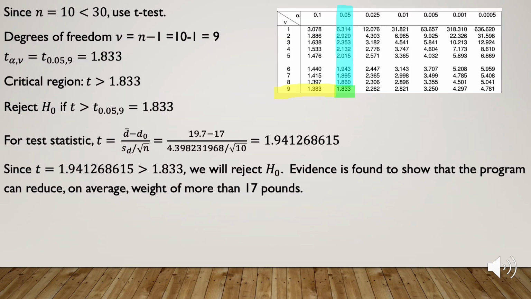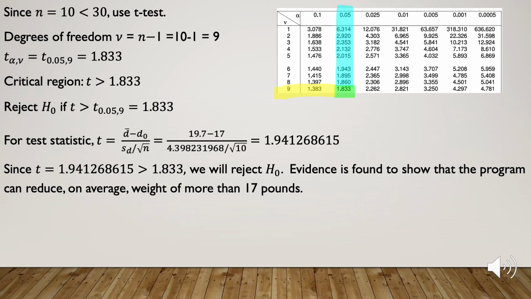Then, since n equals 10, which is smaller than 30, a t-test should be used. And the degrees of freedom equals n minus 1, which is 9. So the t of 0.05 and 9 is 1.833 shown on the table. And the critical region is t larger than 1.833. So we will reject H0 if t is larger than t of 0.05 and 9, which equals 1.833.